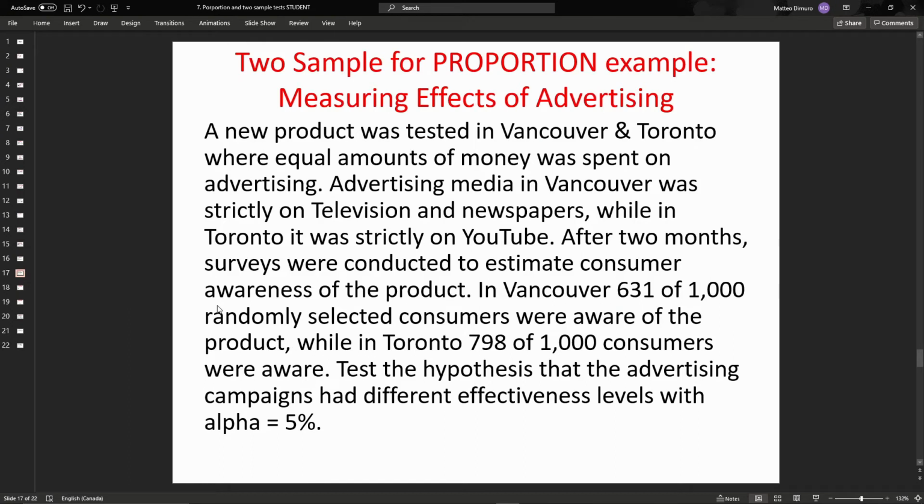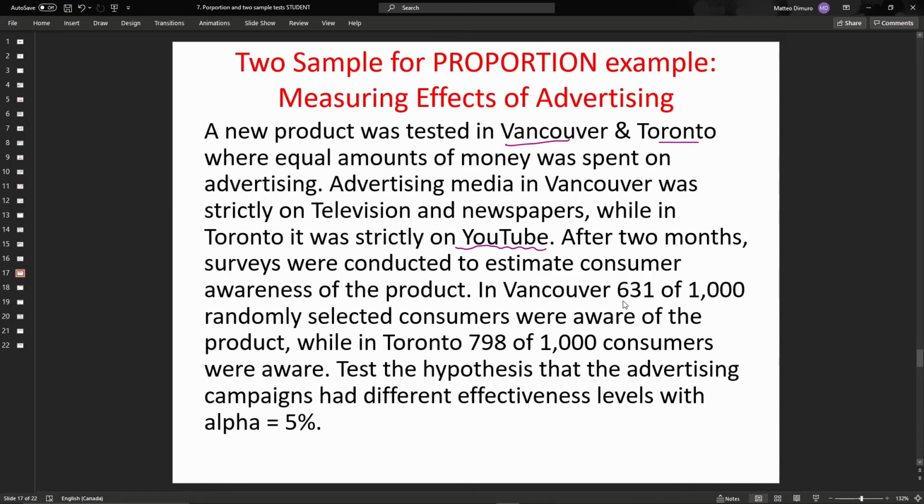You might want to pause it. Take a moment. Read it. So, what do we got? A product was tested in two different cities, Vancouver and Toronto. Equal amounts of money were spent on advertising. However, in Vancouver, we strictly did television and newspapers, but in Toronto, we did YouTube because they are so cool. After two months, surveys were conducted to estimate the consumer awareness of the product.